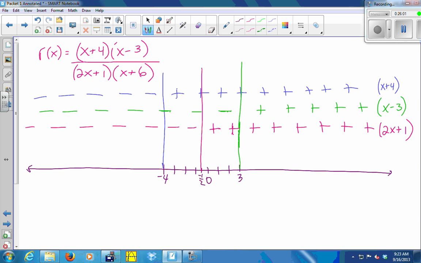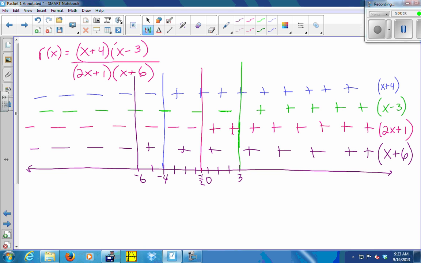Okay, and then my last factor, x plus 6. Where does x plus 6 equal 0? Negative 6. So I'm going to put in a fence there. And to the left of negative 6, x plus 6 is negative, and to the right, it's positive.